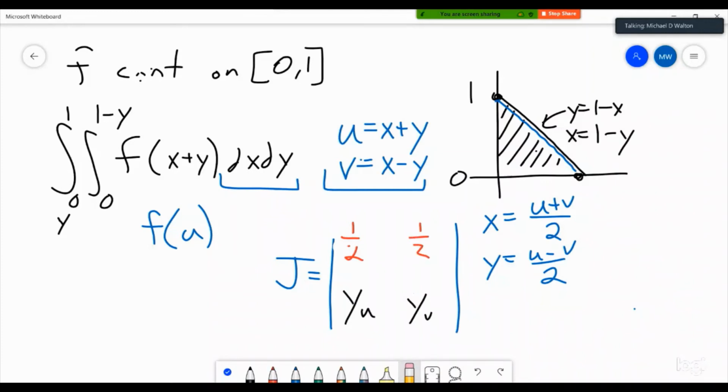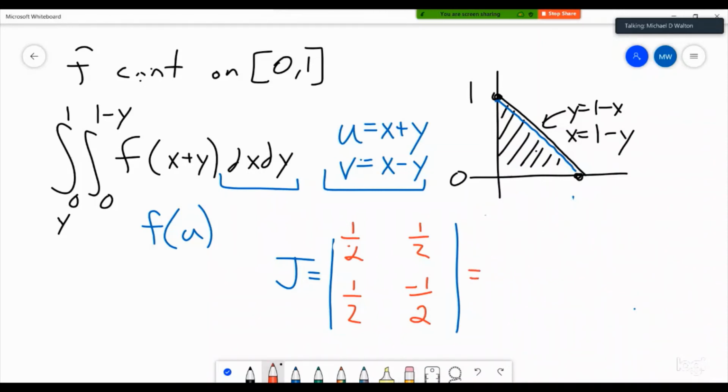x with respect to u is another 1/2, and then y with respect to v is a negative 1/2. And so when we take the determinant of that matrix, we find that this is equal to, let's see, 1/2 times negative 1/2 is a negative 1/4, minus 1/2 times 1/2, so minus 1/4, so it is equal to a negative 1/2.